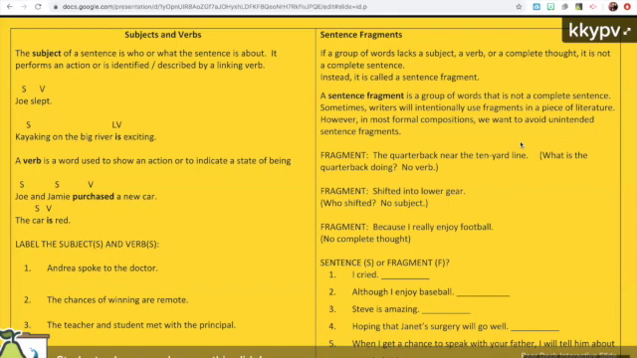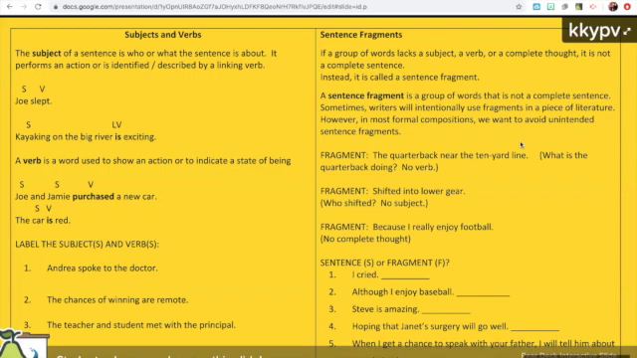The chances of winning are remote. What is my subject? The chances of winning is my subject because that's what are. All right. Are is your verb. It's a linking verb. But it is your verb. The chances of winning are remote is a complete thought. You have a subject, you have a verb, and a complete thought. It's a sentence. Number 3, the teacher and student met with the principal. In this one, I have 2 subjects. What are they?